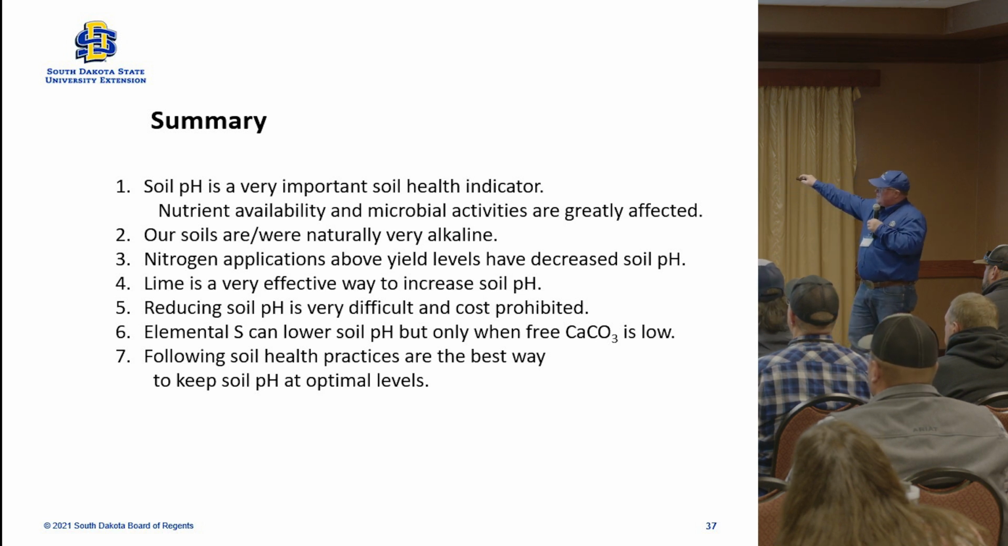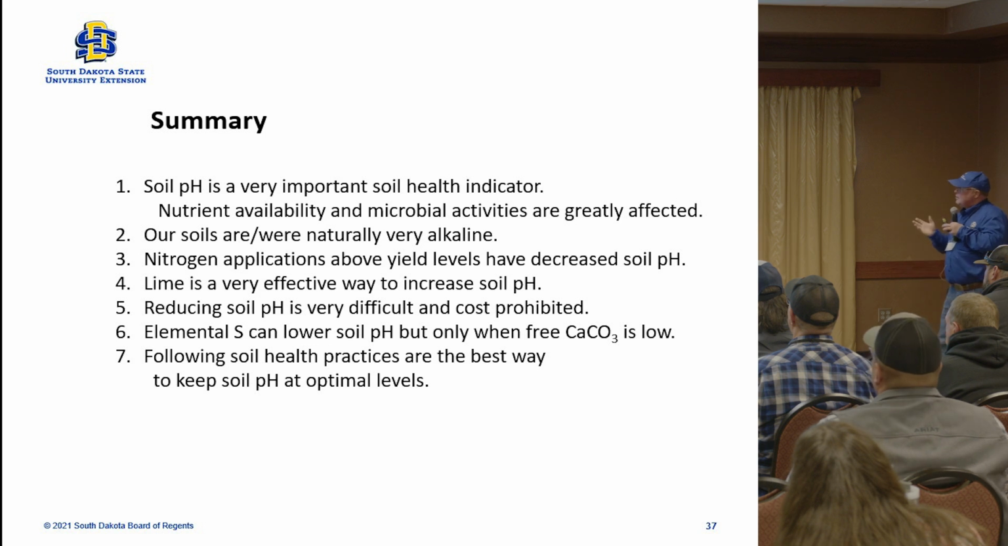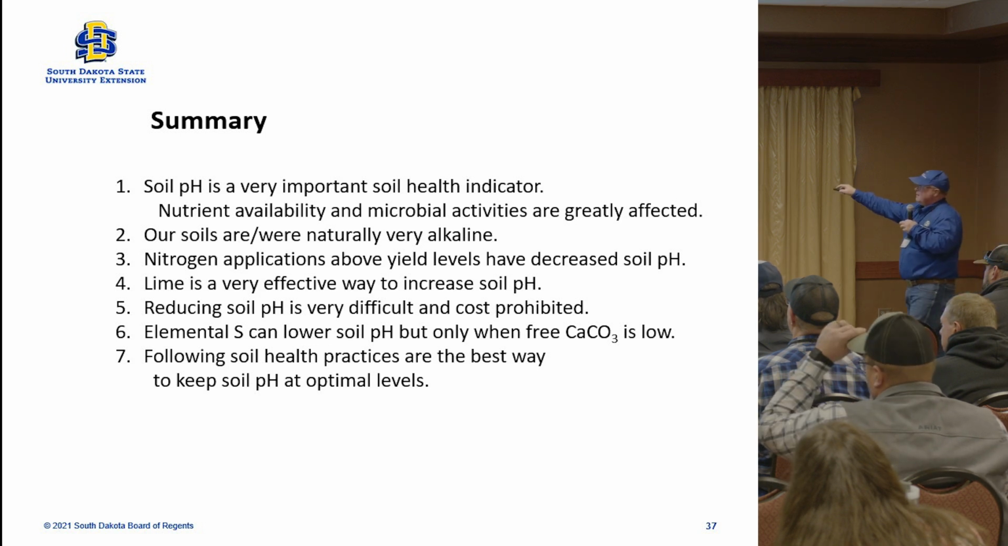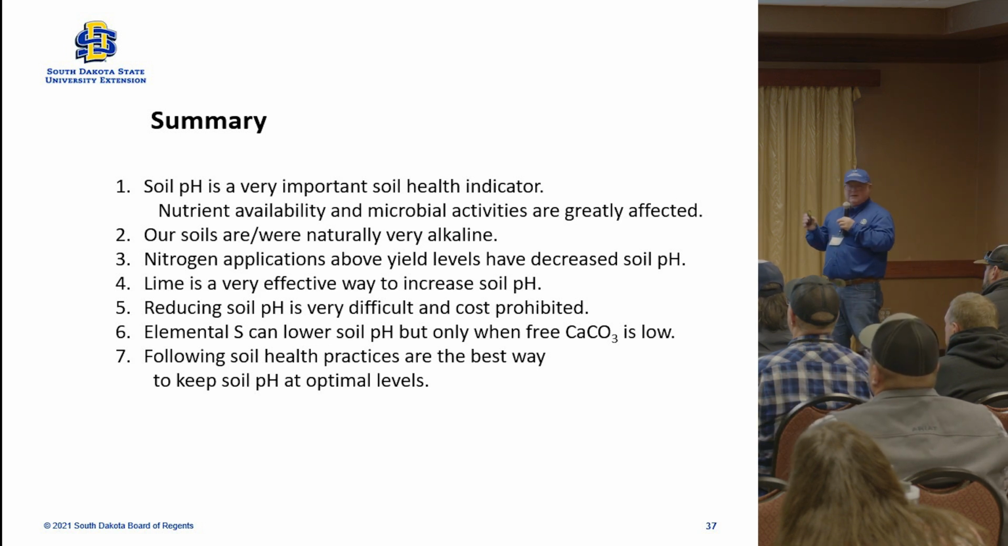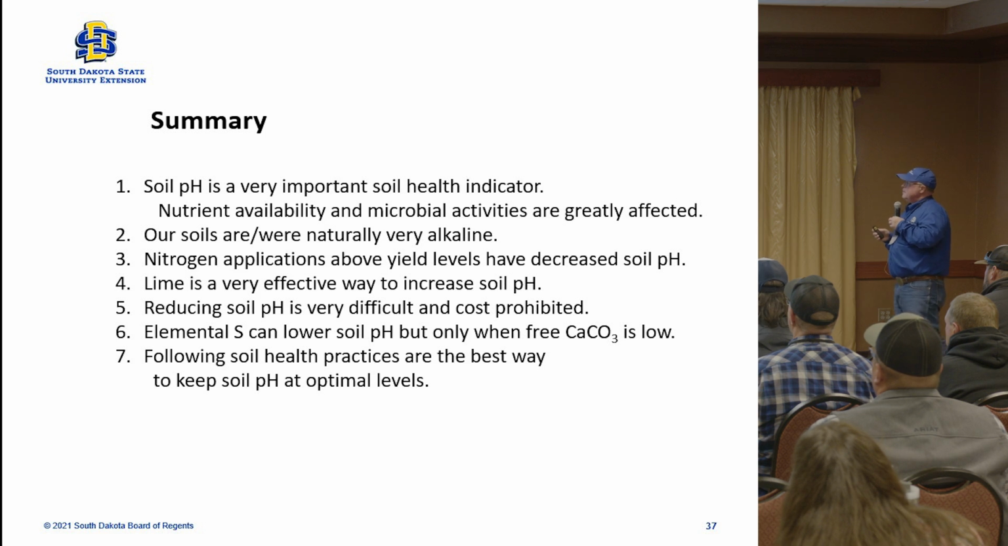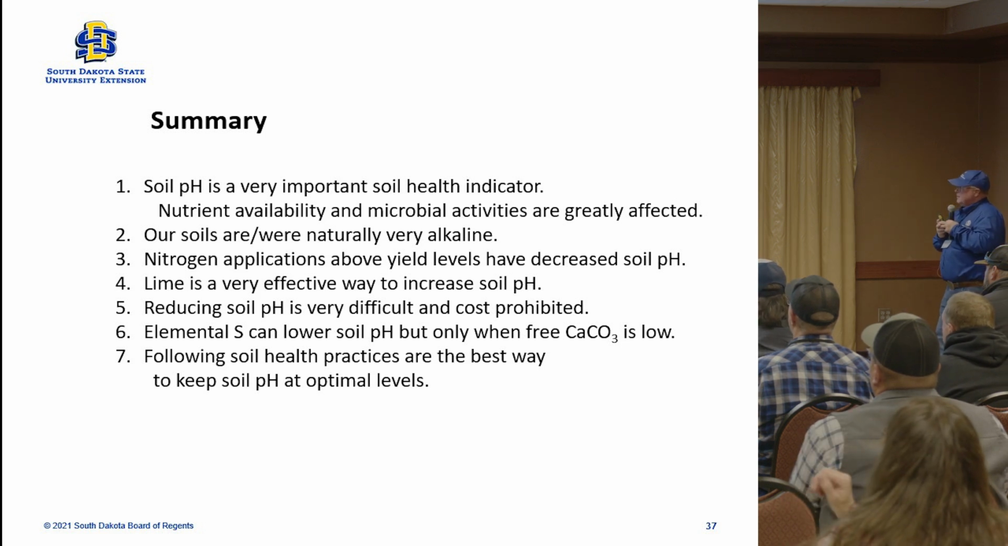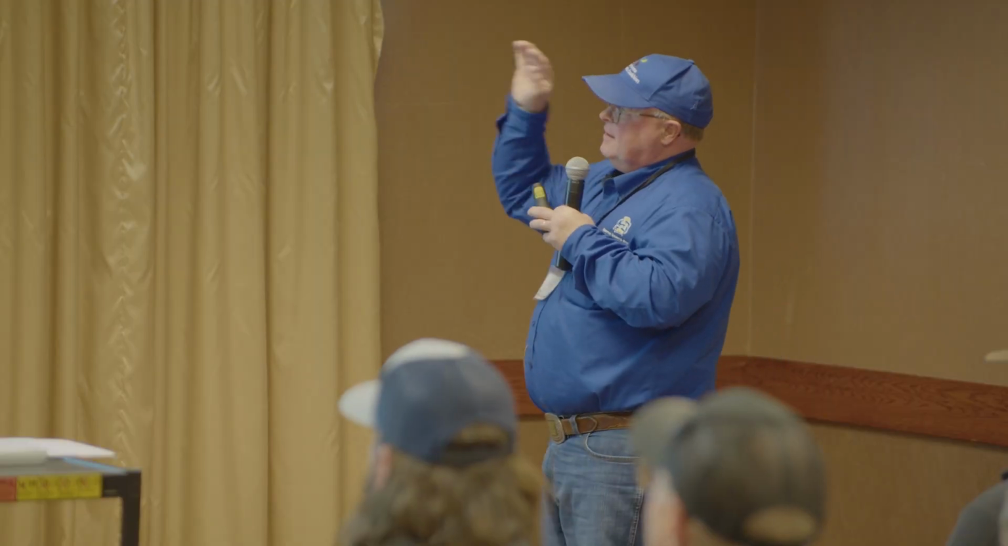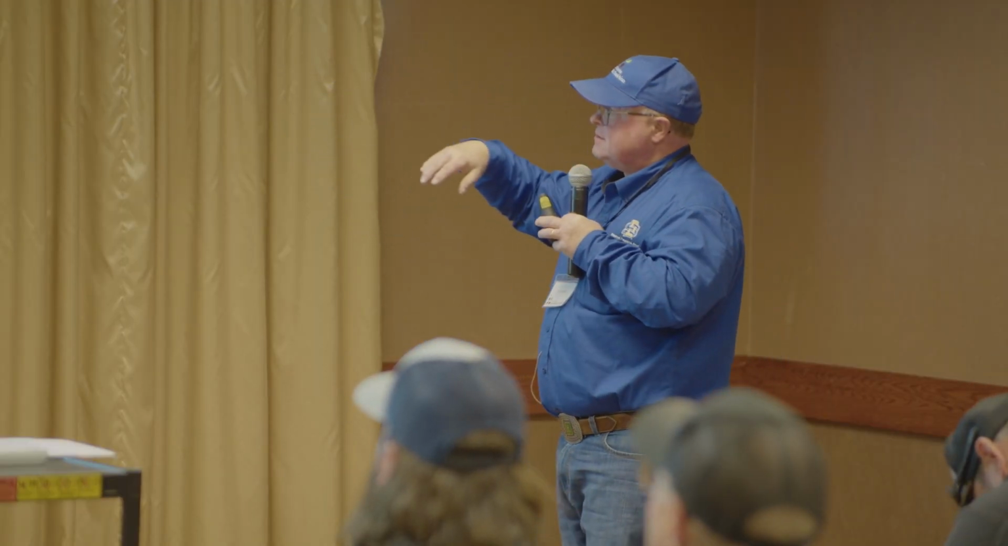Our soils are naturally very alkaline. Nitrogen applications above yield levels have decreased soil pH. Lime is an effective way to help increase pH. It does work. Reducing the soil pH is very difficult and could be cost prohibitive, especially if the calcium carbonate content is too high. That's statement 6 there as well.